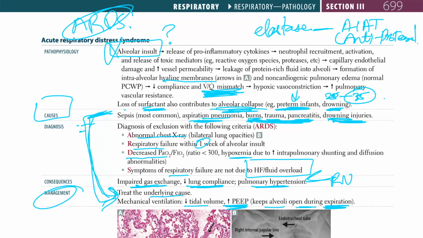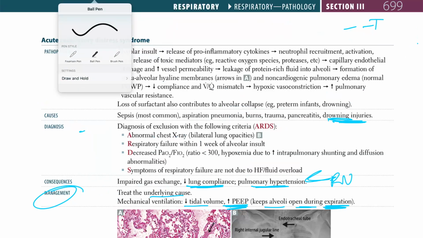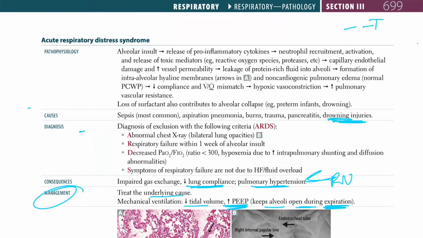Let me see if I have anything extra on this. Okay, yeah, so what do we have? Some extra features are in your ARDS.